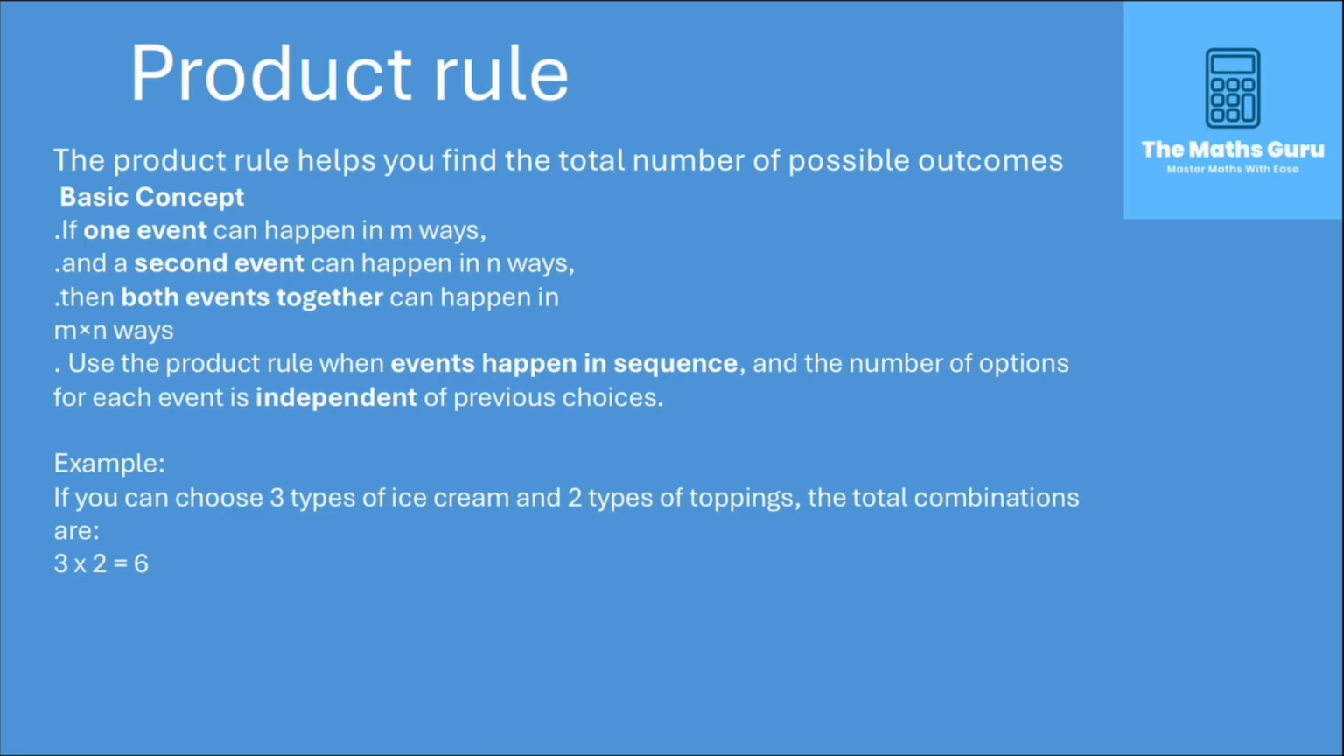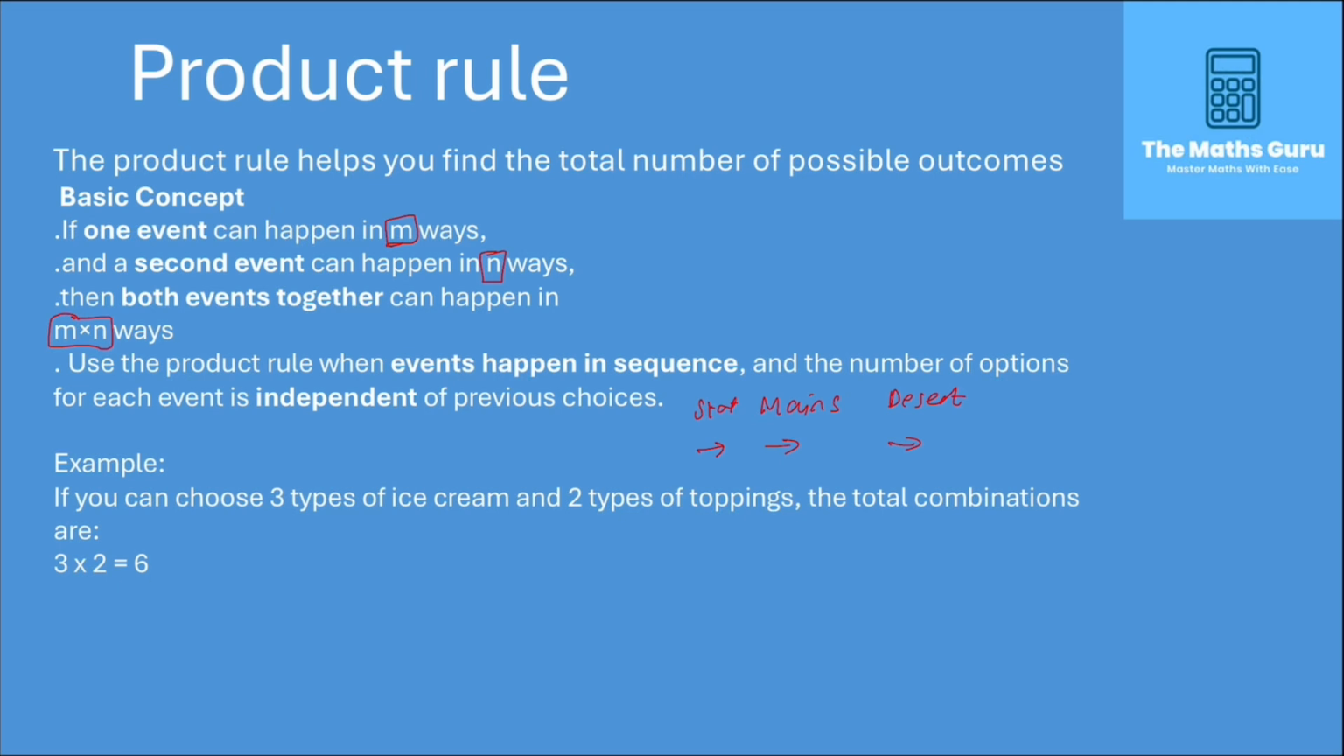If one event can happen in m different ways and a second event can happen in n different ways, then both events together can happen in a total of m times n ways. We use the product rule when events happen in a sequence. Say if I was to choose my starter, mains, and dessert, this is what I mean by in sequence. These events happen one after another. And it's like picking your clothes out. You're going to put your socks on, you're going to put your trousers on, you're going to put your shirt on. These happen in sequence, they're independent of each other.